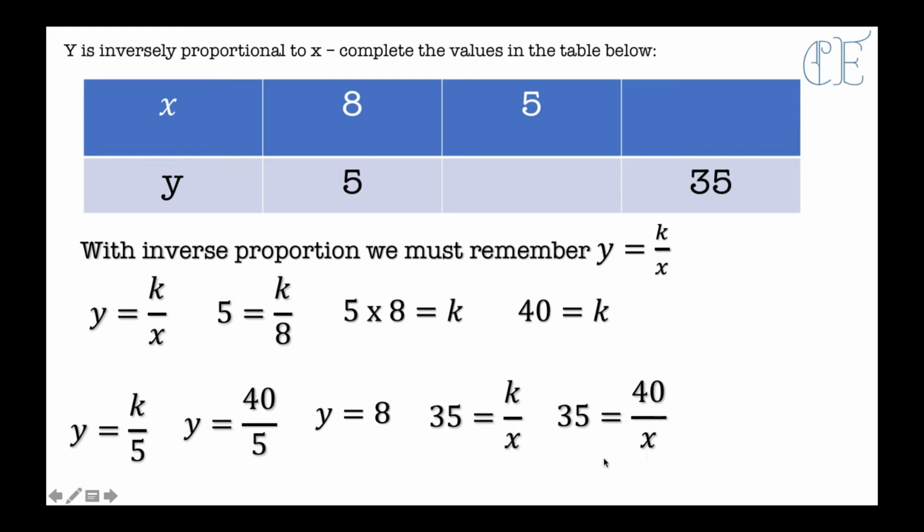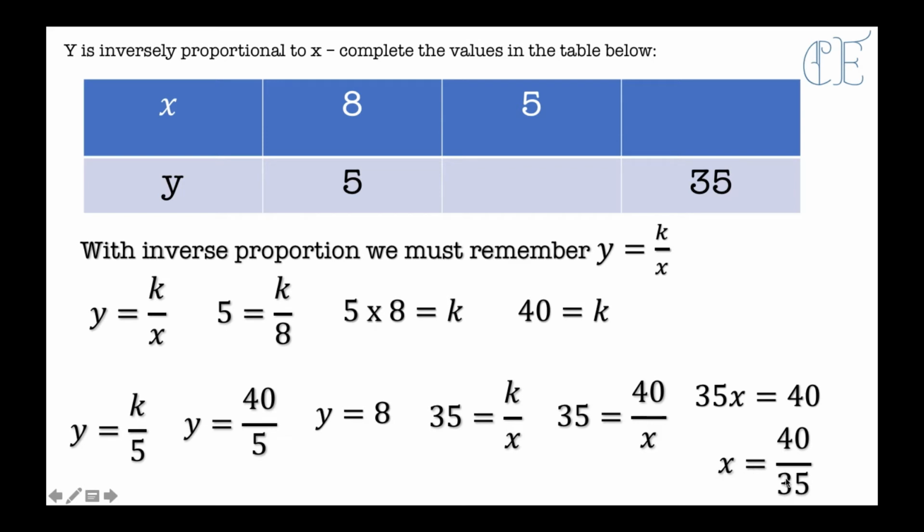Now to rearrange this equation, we need to get x on its own. But in order to do that, we need to get rid of this division sign, which means we have to multiply 35 by x, giving us 35x equals 40. And then to get rid of 35, we can swap it around and divide by 35. So x equals 40 over 35.